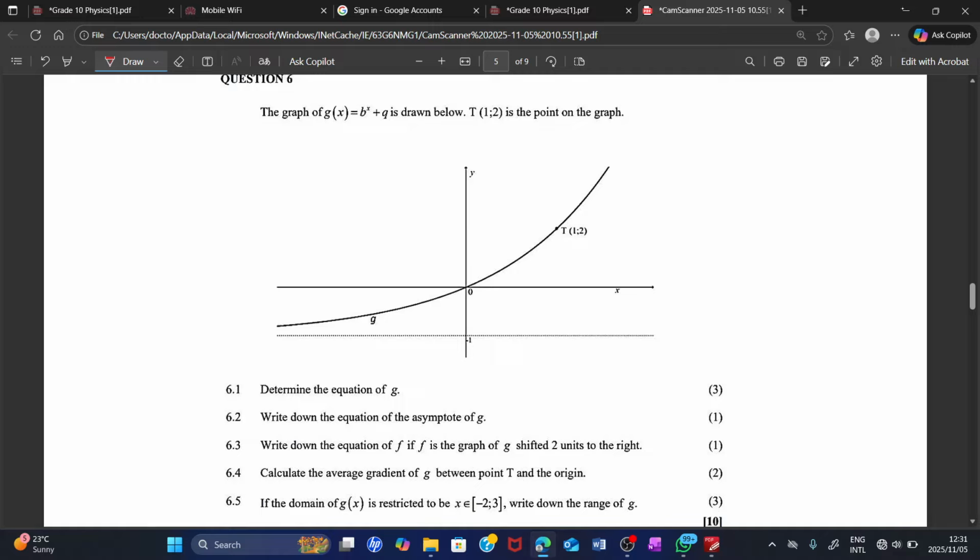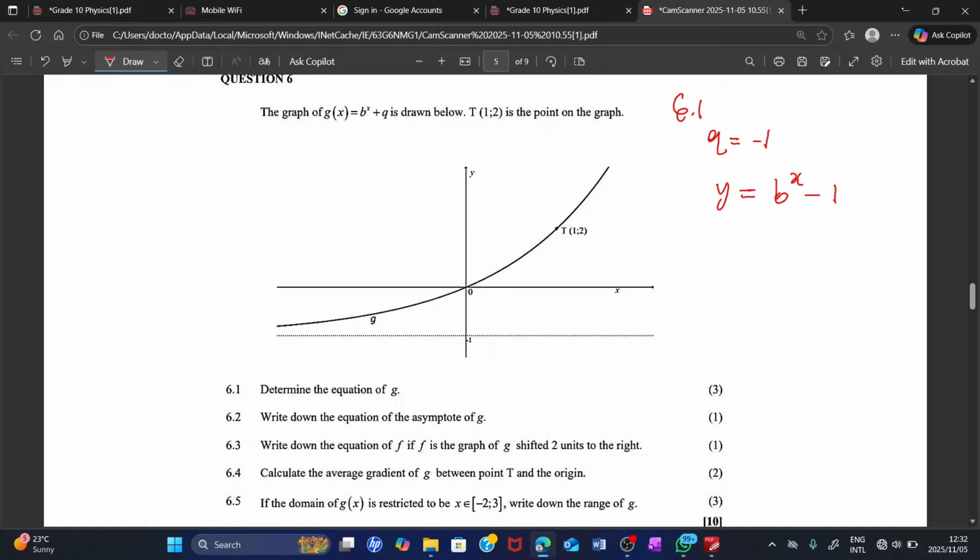Now, what do you do here, learners? That is 6.1. The first thing you do is identify your asymptote on the graph, so the value of q is minus 1. So you are going to say y is equal to b to the power of x minus 1. This broken line is the value of q, guys.